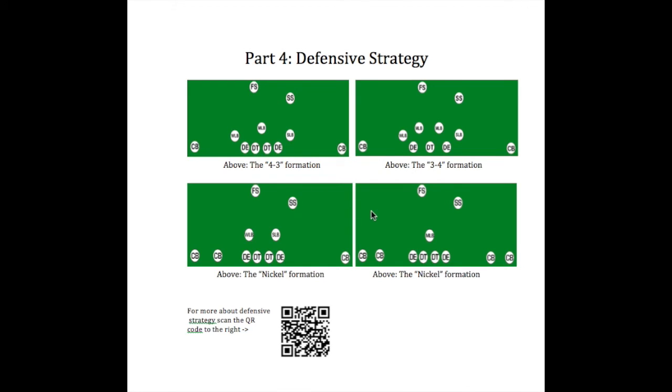Last, the dime formation. The dime formation is typically used against the most aggressive offensive passing formations. The dime defense adds 2 more players to the secondary. This all adds up to 4 defensive linemen, 1 linebacker, 4 cornerbacks, and 2 safeties.